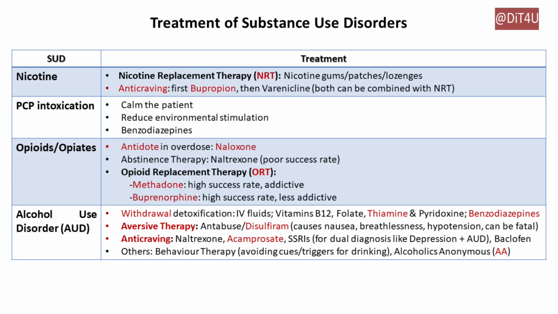Treatment of some substance use disorder, the important ones. Nicotine, you have nicotine replacement therapy or NRT. You can give nicotine gums, patches, or lozenges, which is having low concentration of nicotine. Therefore, the craving is reduced. Anti-craving medications can also be used. First, you try bupropion. If not successful, you can also try varenicline, but it is very expensive. Both of these can be combined with NRT, such as nicotine gums, patches, or lozenges, for better effect and better prognosis.